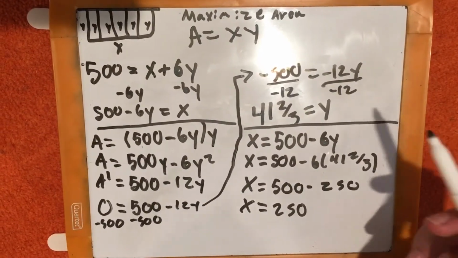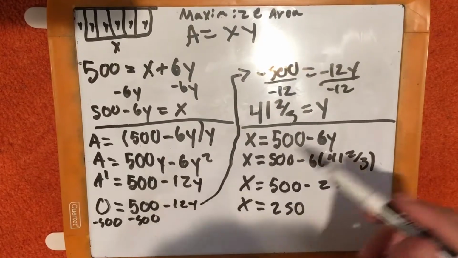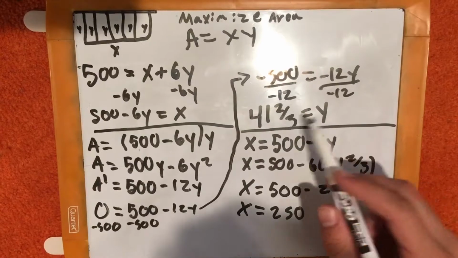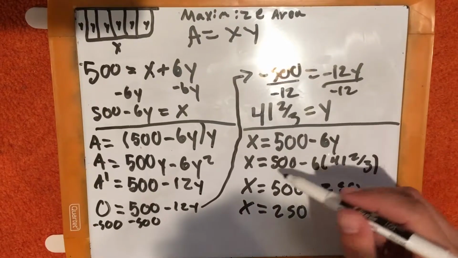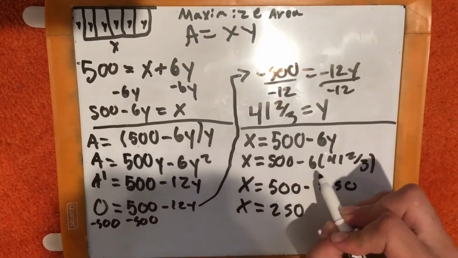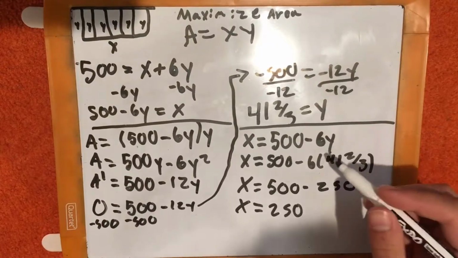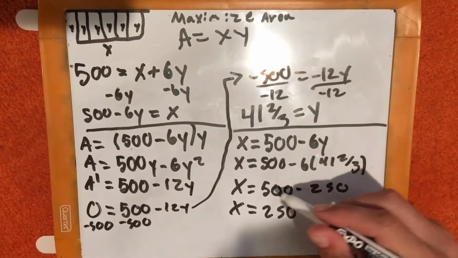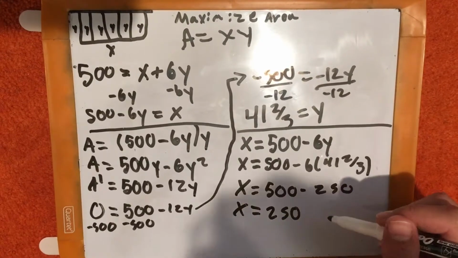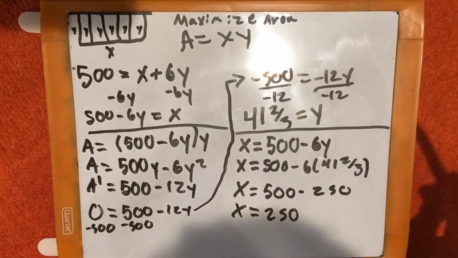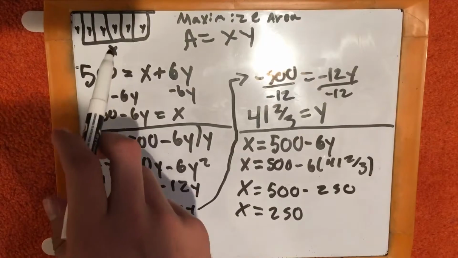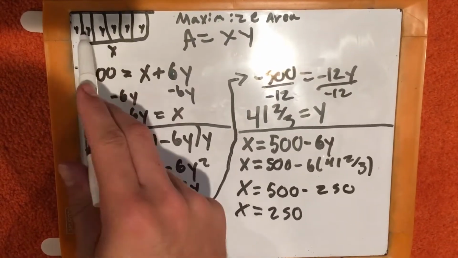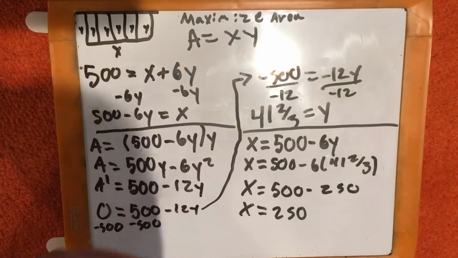Then, because we already have an equation for x, we can use that equation and substitute in the value that we got for y, which is exactly what we did here. After you do that, you get 250 for the dimensions. So our jail cell would be 250 over here and 41 2/3 for each of these y values.